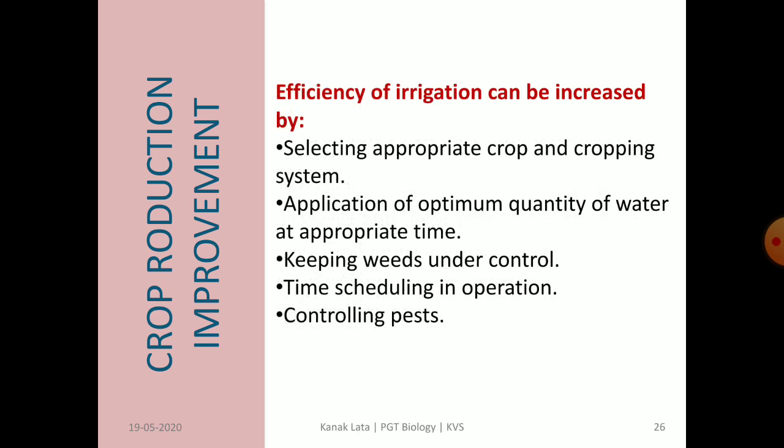Now the question arises in our mind that how efficiency of irrigation can be achieved. It can be increased by selecting appropriate crop and cropping system, by providing water at appropriate time and in optimum quantity. When we water the plant, then there is severe growth of weeds. So we have to control the weeds to increase the efficiency of irrigation. Efficiency of irrigation can be also increased by time scheduling operation and also by controlling pests.